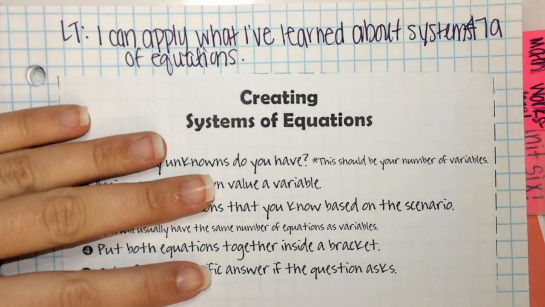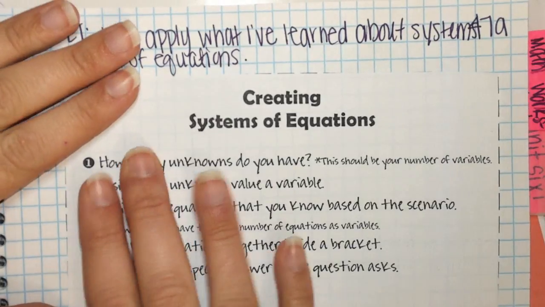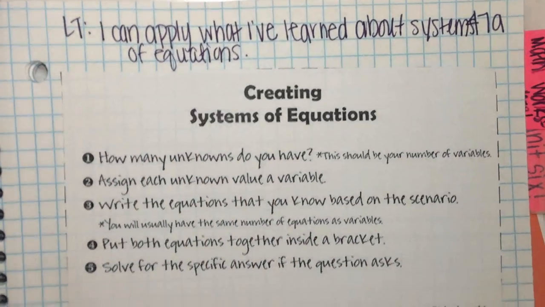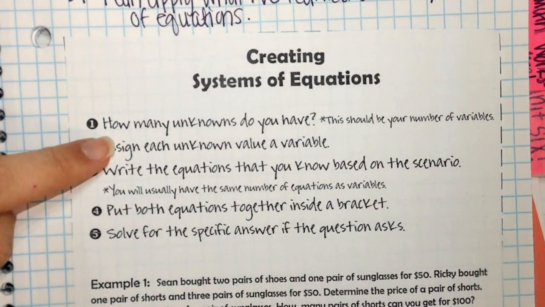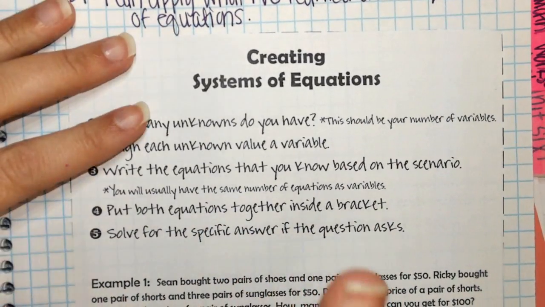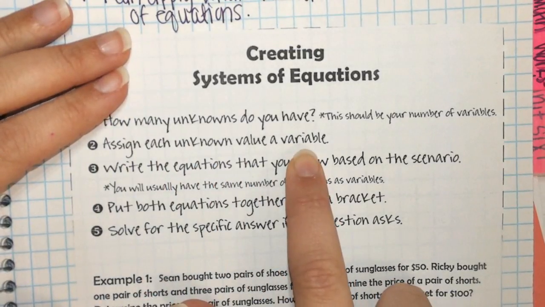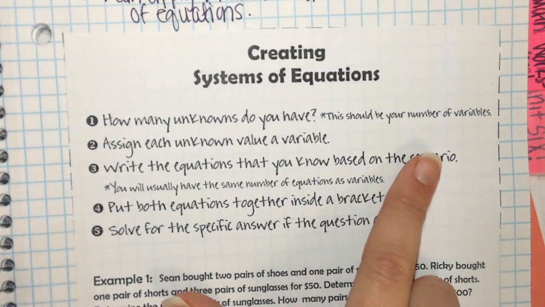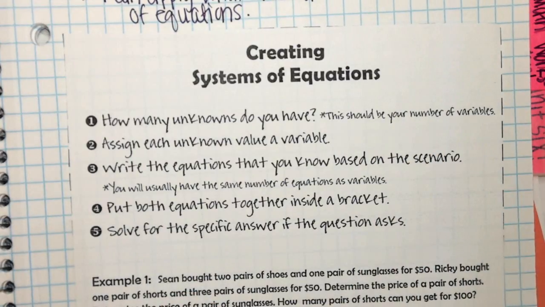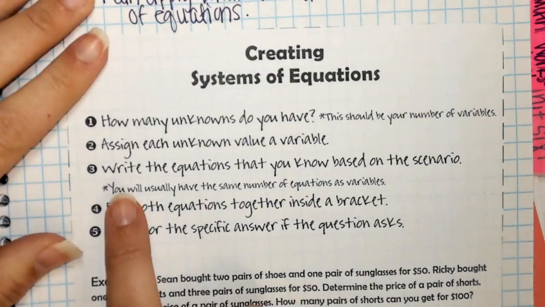So today we're going to create our own system by following these steps. The first thing is, how many unknowns do you have? This should be your number of variables. When you're reading a problem, you're trying to figure out what they're asking you. Then you assign each unknown a variable. We'll use X and Y usually, but you can use whatever letters or symbols or animals make your soul happy.